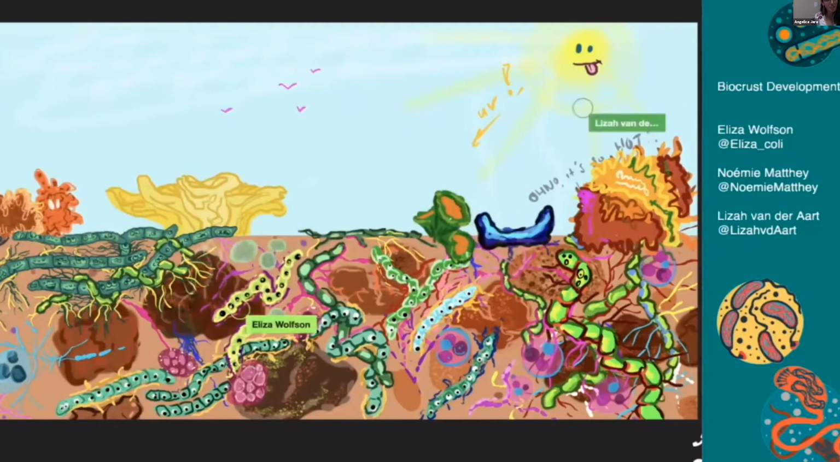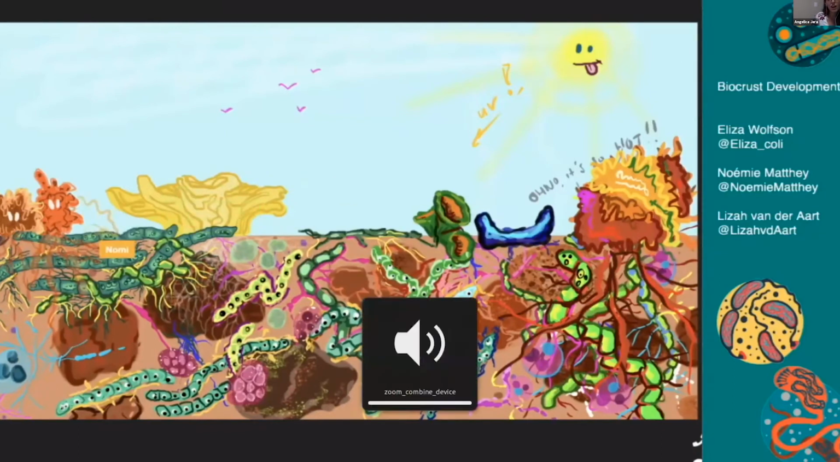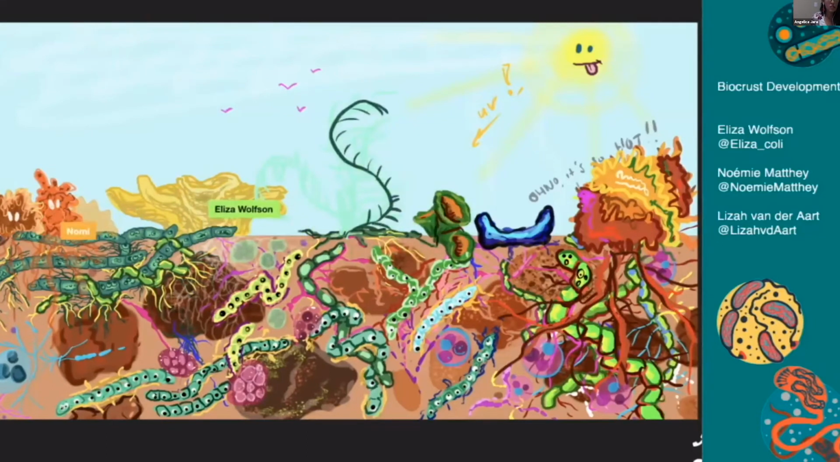Besides bacteria, cyanobacteria, and lichens, you can find also mosses. Mosses are those small flowerless plants that you find in damp spaces. For example, if you go to the forest, you can find mosses growing on the surface of the trees near a river because the environment needs to be damp. And they also grow in biocrusts.